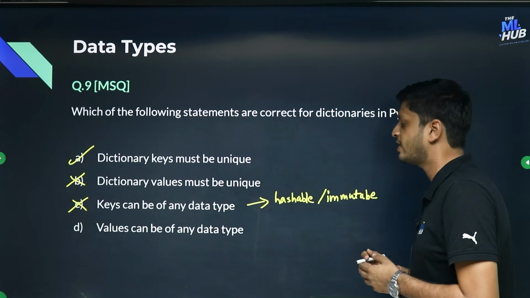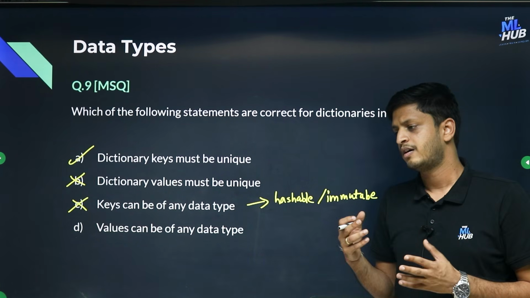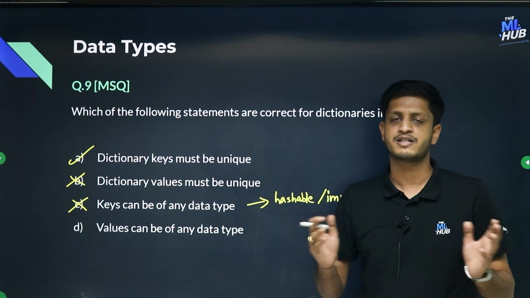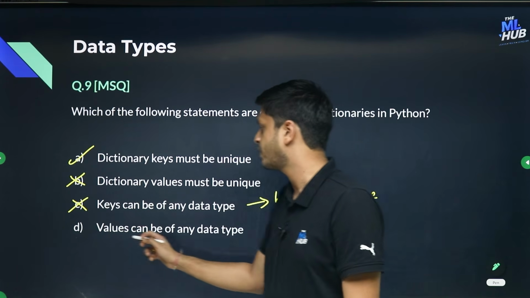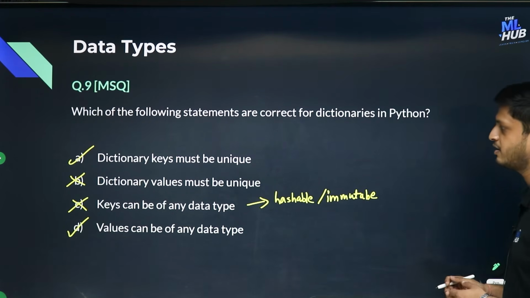Next, values can be of any data type. That is correct. In a dictionary, a value can be of any data type. It can be a list, a dictionary. It can be mutable, immutable, hashable, not hashable. It doesn't matter. It can even be a duplicate, and hence yes, values can be of any data type. So options A and D are correct here.